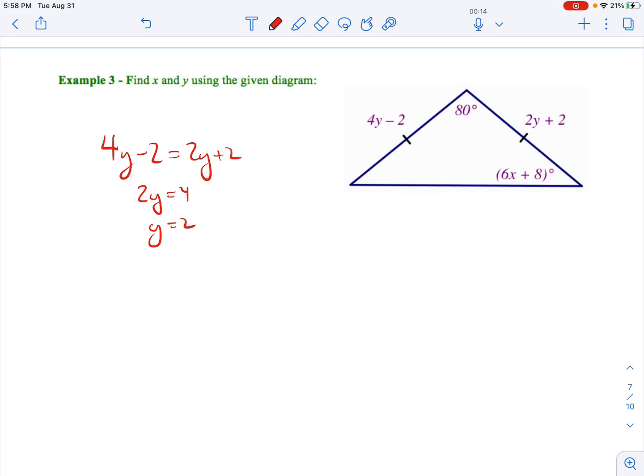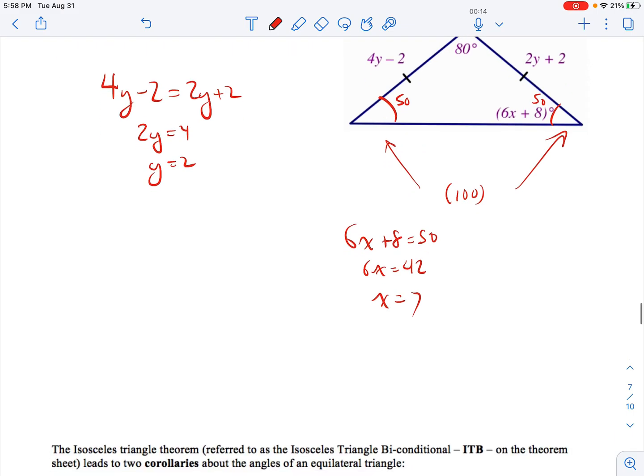The more important thing here is if you had an isosceles triangle with a vertex angle of 80, you automatically know what both of those things have to be. If the whole thing has to add up to 180, those two things together have to add up to 100, and you know they're equal, so both these things are 50. So 6x plus 8 is 50, 6x is 42, and x is 7, and we're good to go.